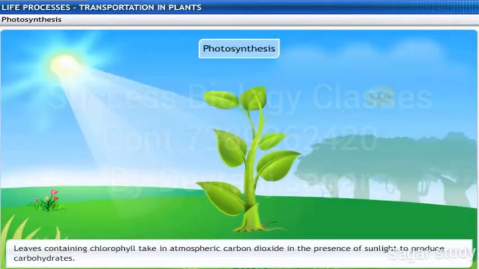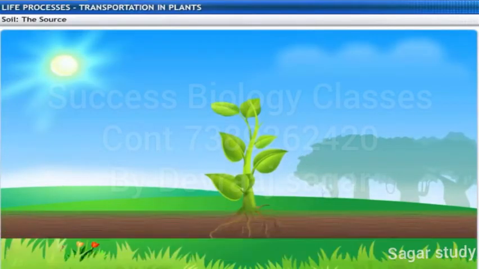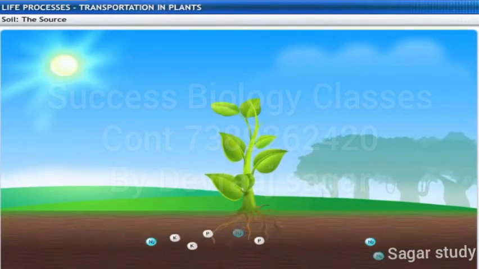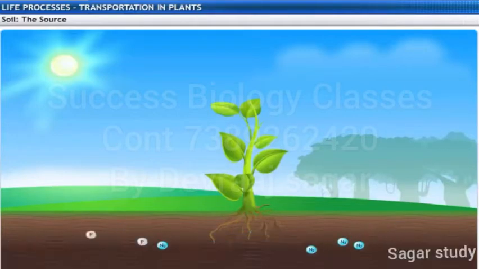Plants use energy from sunlight to fix atmospheric carbon dioxide into carbohydrates. Water and chlorophyll are required as raw material and oxygen is released as the byproduct. Plants also need raw materials that come from the soil. Soil has the richest source of raw materials like nitrogen, phosphorus, potassium, and other minerals. The absorption of these substances occurs through the roots.